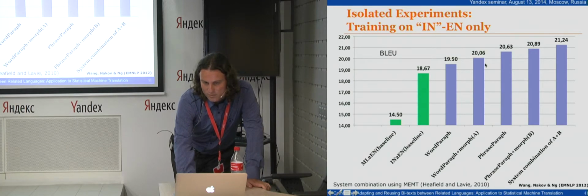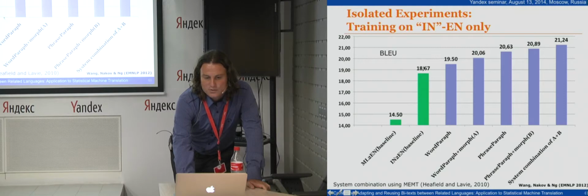If you also apply morphology, you get some further boost. If you do the adaptation not at the word but at the phrase level, you get this BLEU. If you do also morphology at the phrase level, you get this. And if you combine, there are ways to do system combination between the word level paraphrases with morphology and phrase level paraphrases with morphology, you end up with this BLEU. And so we take this 14 and bring it to 21.